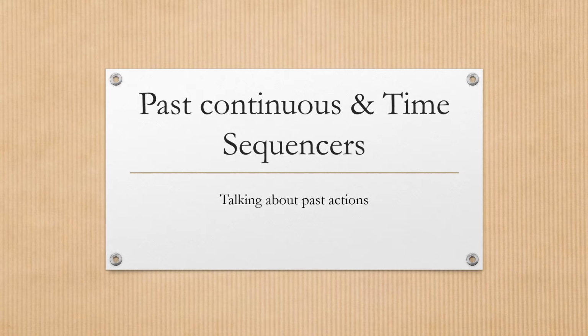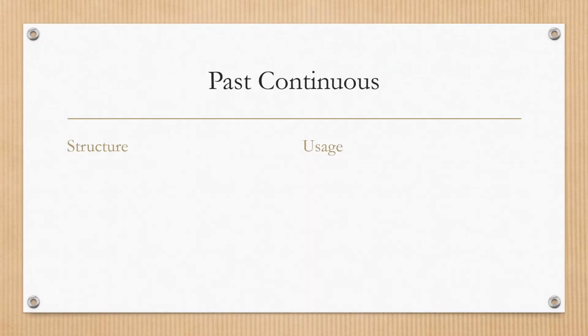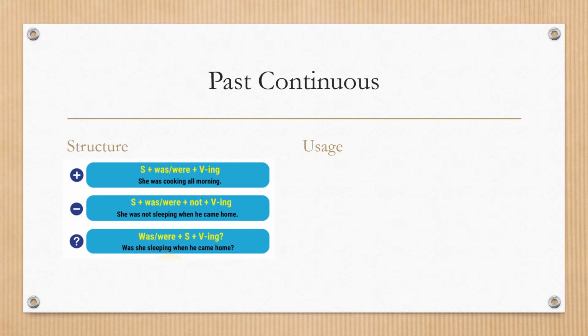In this video, we are going to study two new topics. Past continuous, that is similar to present continuous, the one that we already studied, and time sequencers, pretty useful to talk about past actions. So we are going to tell a story, for example, and we can use both of them pretty well. In terms of past continuous, it has the same structure as present continuous.